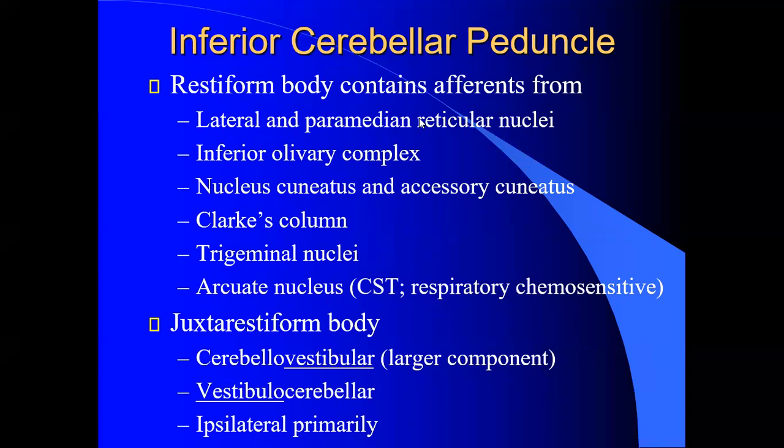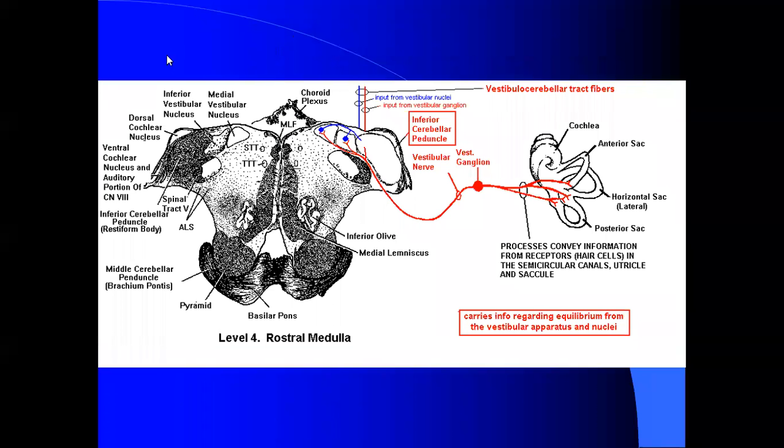Right, you have reticular nuclei, the inferior olive, the cuneus, the accessory cuneus, Clark's column, the trigeminal nucleus, the arcuate nucleus, all of this stuff. And by the way, the arcuate is dealing with respiratory, we're going to talk about that in a minute. All of that is going through the restiform body of the inferior cerebellar peduncle. So let's just take a look at that. Here we have the juxtarestiform body. There's restiform body. There's juxtarestiform body. Okay, so vestibular.